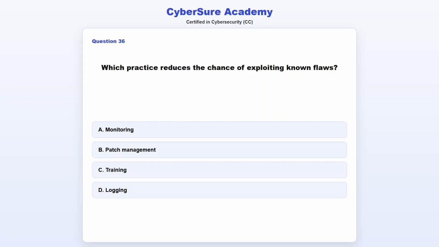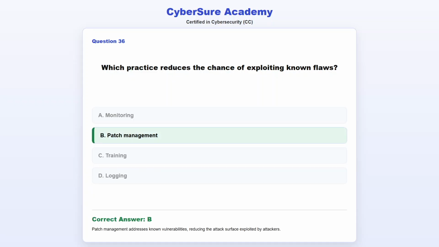Question 36. Which practice reduces the chance of exploiting known flaws? A, monitoring. B, patch management. C, training. D, logging. The answer to 36 is B, patch management. Patch management addresses known vulnerabilities, reducing the attack surface exploited by attackers.